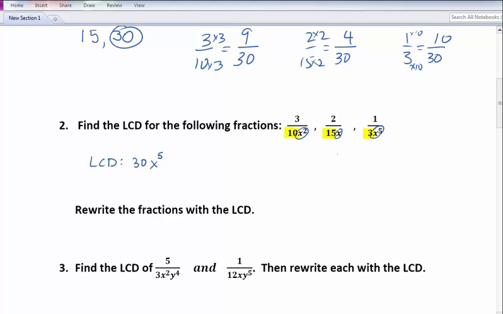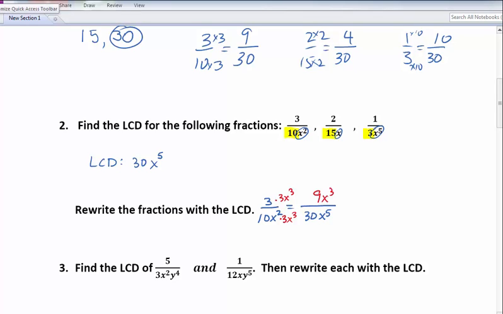So now if I want to rewrite my fractions with the LCD, I do what I did up above. I start with the original, and I write it as a fraction with that new LCD. And then I ask myself, what do I have to multiply by in the top and the bottom so that the denominator becomes 30x to the fifth? Well, to turn a 10 into a 30, I need to multiply by 3, and to turn an x squared into an x to the fifth, I have to multiply by x cubed. So this is going to be 9x cubed over 30x to the fifth.